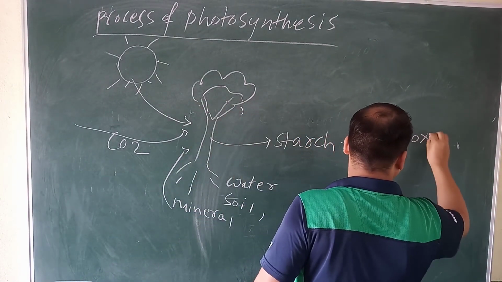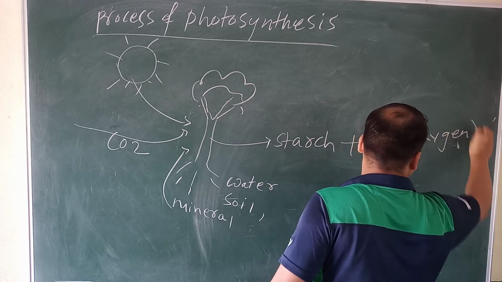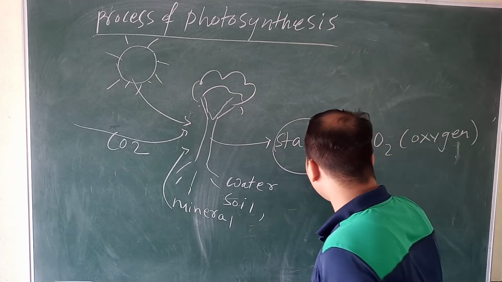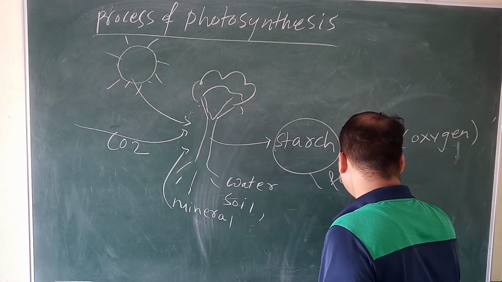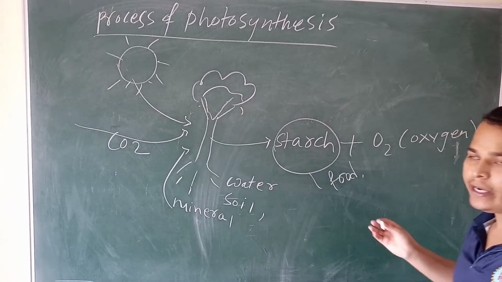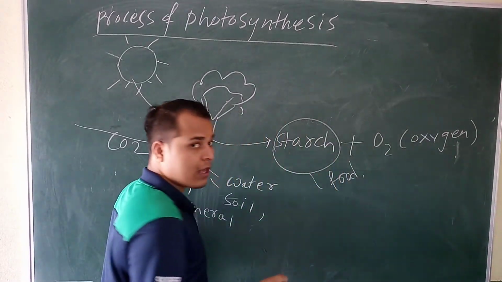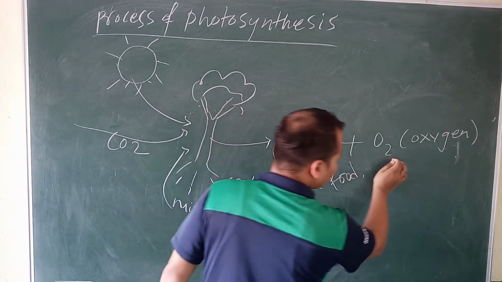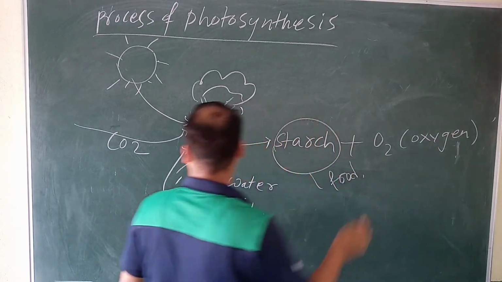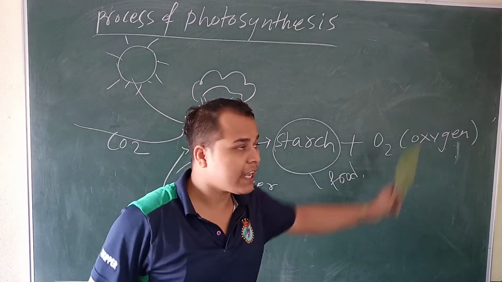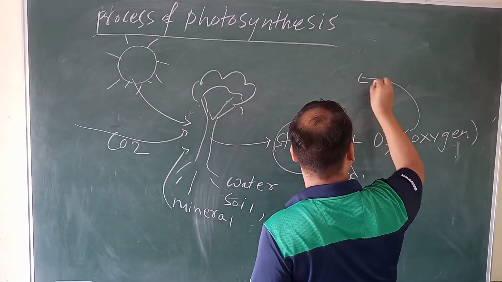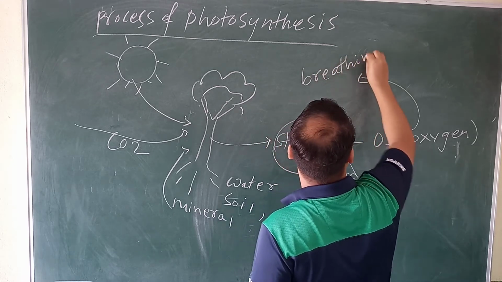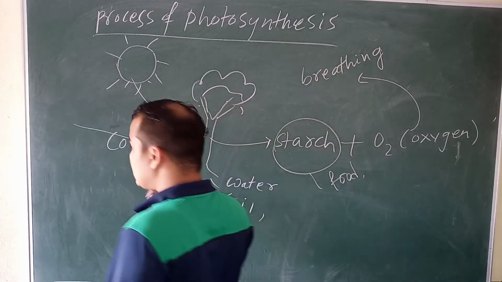It releases oxygen. Starch is a food. We are eating rice, chapati, wheat. These are called starch. Potato too. These are food. So it releases food plus oxygen. Oxygen's symbol is O2. We take in this oxygen in the process of breathing. We are taking the oxygen, meaning we are taking air.